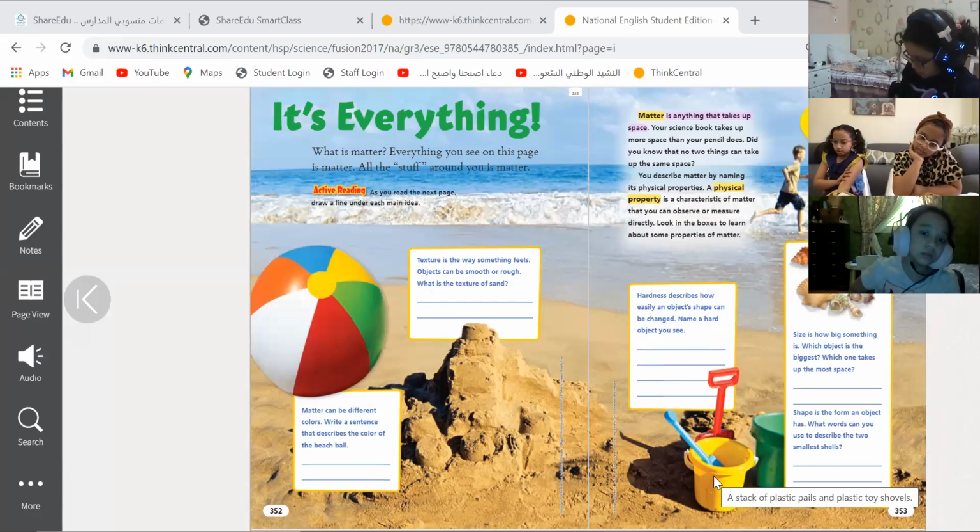Only the bucket? No, you missed the shovel. The shovel. Excellent. The shovel is very hard. What else, guys? Come on, wake up, wake up.